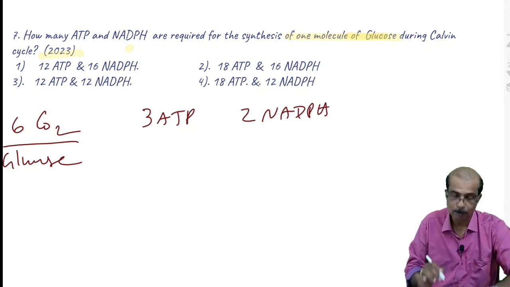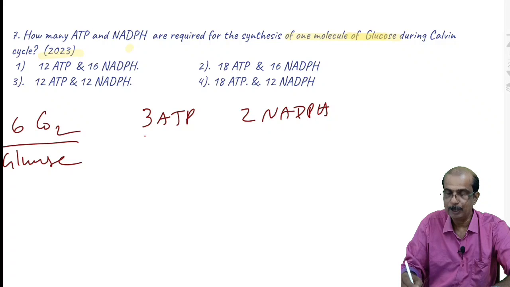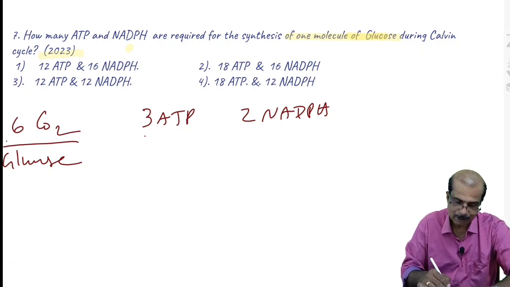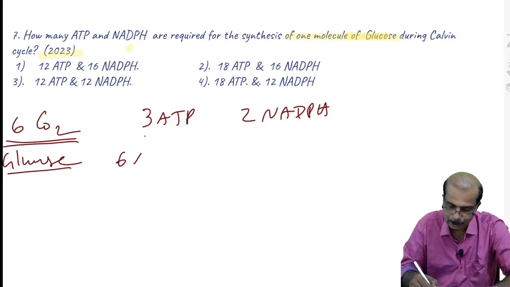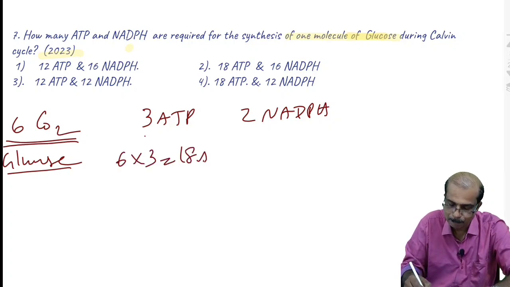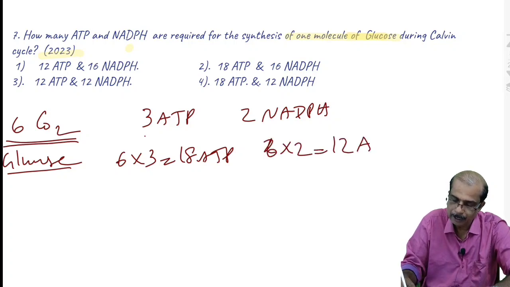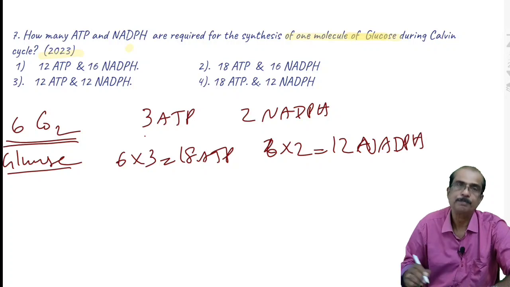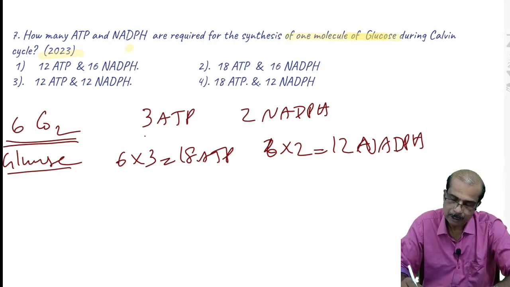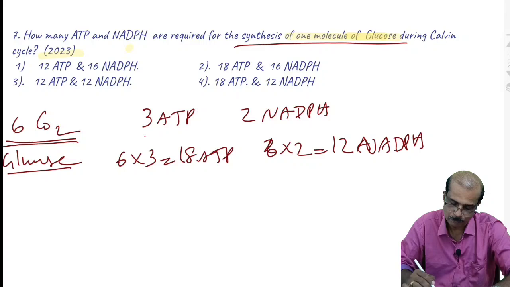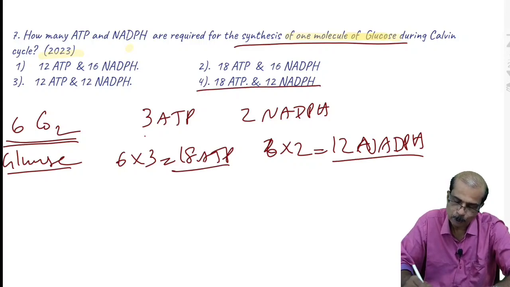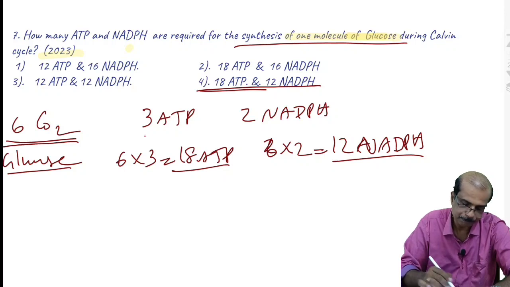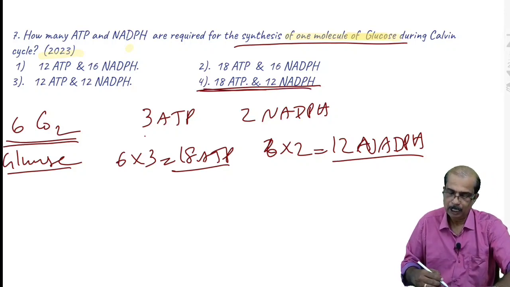For fixing 1 molecule of carbon dioxide, we need 3 ATP and 2 NADPH. So fixing 6 carbon dioxide molecules, or producing 1 molecule of glucose, needs 6 into 3, 18 ATP, and 6 into 2, 12 NADPH. So for synthesizing 1 molecule of glucose, we need 18 ATP and 12 NADPH. Fourth option is our answer. 18 ATP and 12 NADPH.